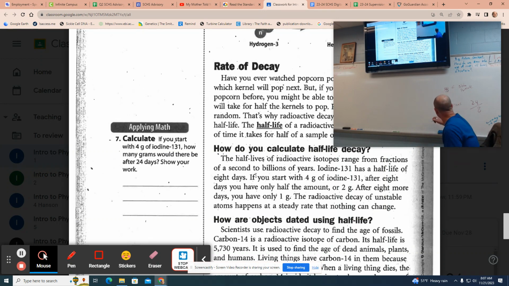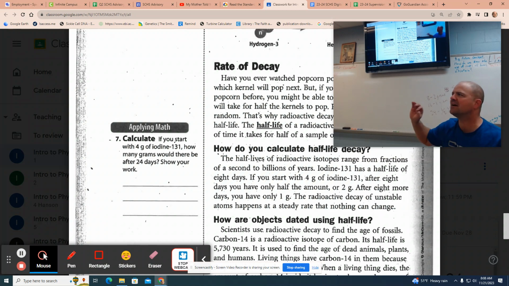Well, let's see. After 8 days, you'd have 2 grams. After 16 days, that'd be cut in half again, so you'd be down to 1 gram. After another 8 days, which is our target, you'd have 1/2 of a gram, 0.5 grams left. Does that make sense? So you would have a little bit left, just not much.